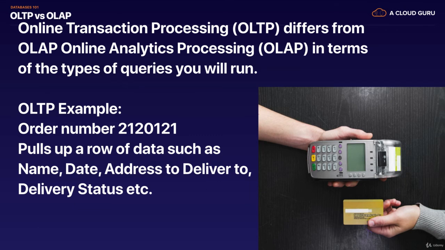So before we look at Amazon's solution to data warehousing, I just want to compare online transaction processing versus online analytics processing. Online transaction processing differs from online analytics processing in terms of the types of queries that you run. So let's look at an online transaction processing example, or OLTP example. Say I want to find a specific order, say it's 2120121. I basically run a query saying, select order number 2120121, and this is going to pull up a row of data. This might have things like my name, my date, my address to deliver to, the delivery status, etc.